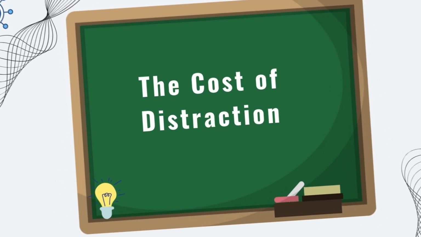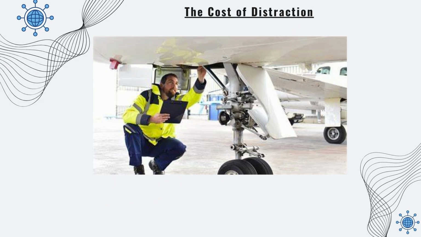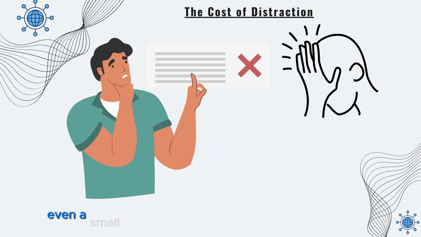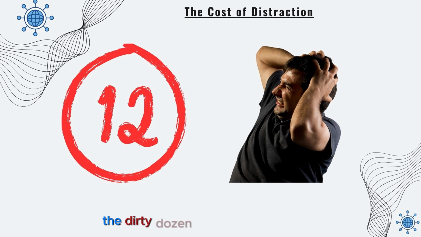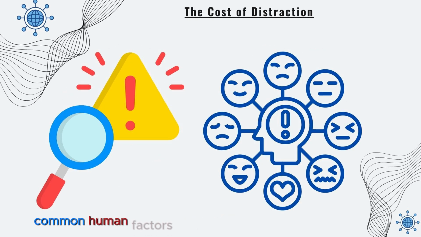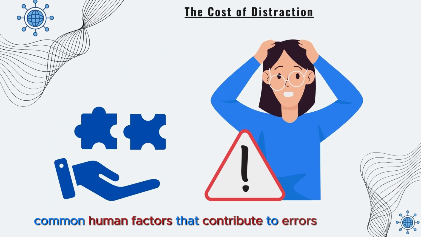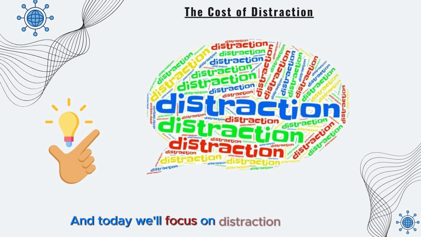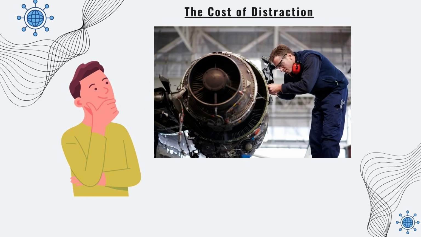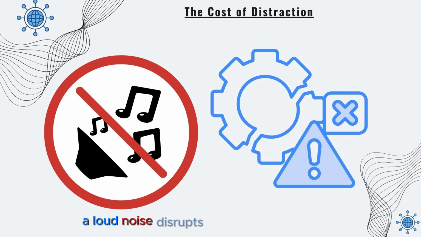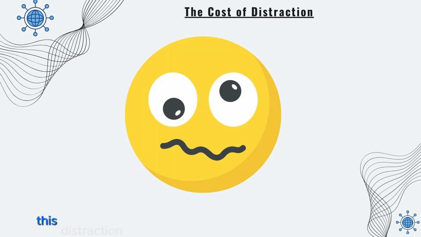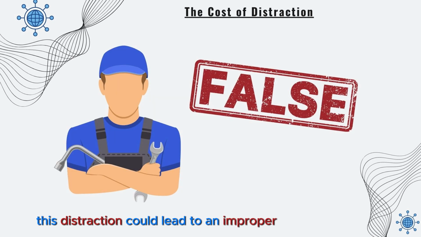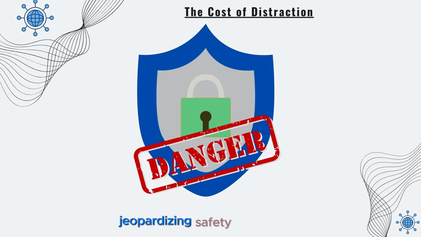Let's begin with the cost of distraction. In aviation maintenance, even a small mistake can have catastrophic consequences. The Dirty Dozen identifies common human factors that contribute to errors, and today we'll focus on distraction. Imagine a mechanic working on a vital aircraft component. A loud noise disrupts their focus, causing them to miss an important step. This distraction could lead to an improper repair, jeopardizing safety.